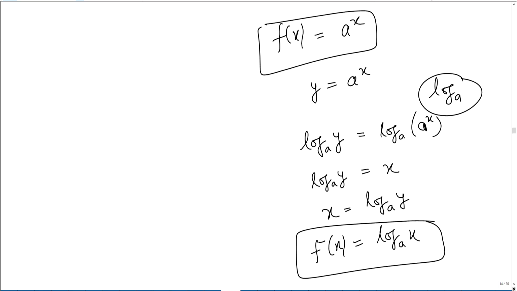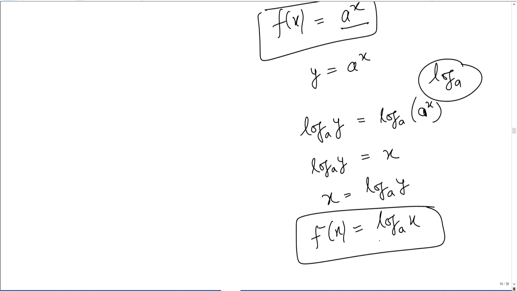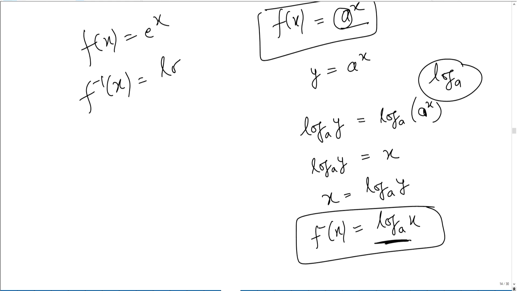You can use this as a general rule. Whenever the function is a to the power x, its inverse function would be log base a of x. So, when the base in the exponential function changes, the base of the logarithmic function also changes. If you want to find out for f of x equals e to the power x, then the inverse function would be log base e of x. There is a name for log base e: it is called the natural log.